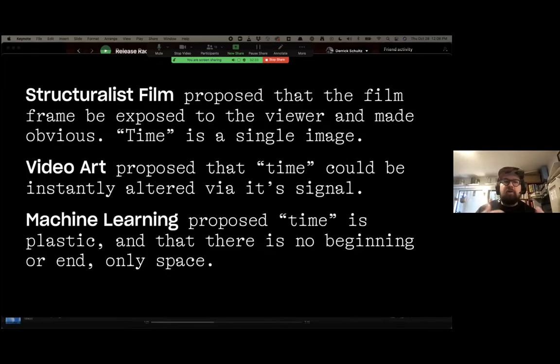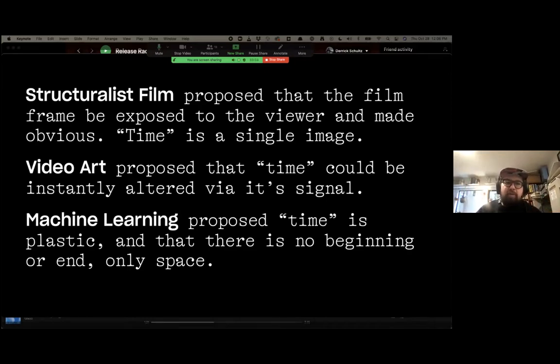So again, structuralist films propose that the film frame should be exposed to the viewer, right? It's more about uncovering the magic of film, right? As humans, we can watch film at 16, 24 frames per second, and our brain turns that into reality, or turns it into time. But structuralist filmmakers are very interested in exposing and highlighting the fact that you're really only seeing one image at a time, and there's some trick of your brain that makes that all connect. So time is essentially a single image to a lot of them.